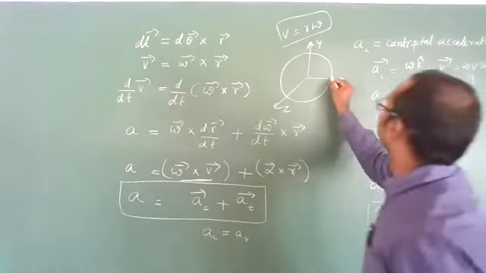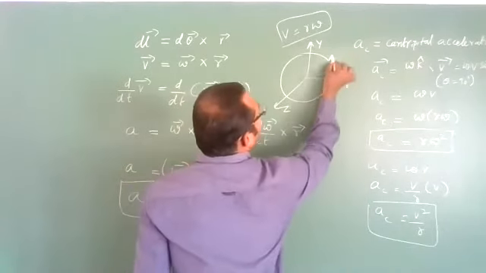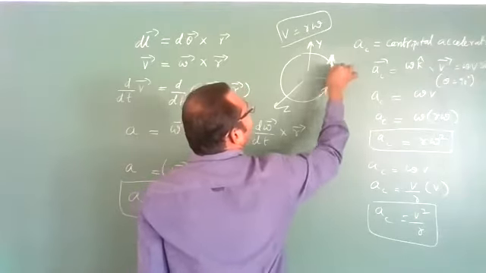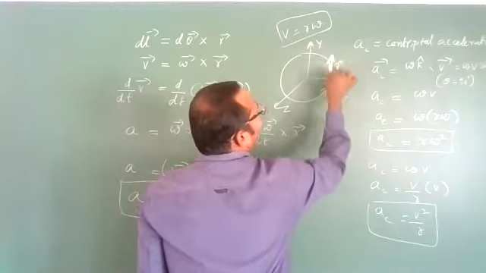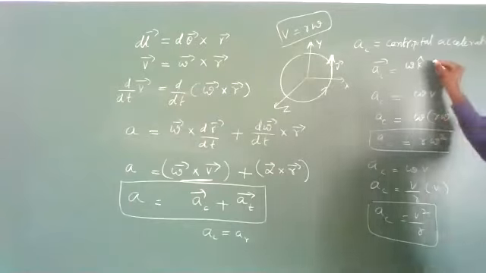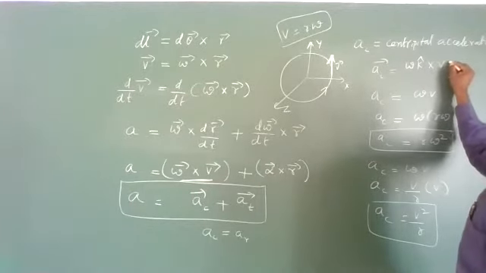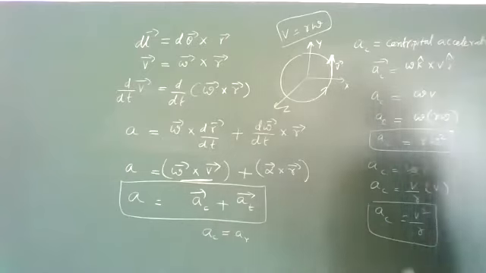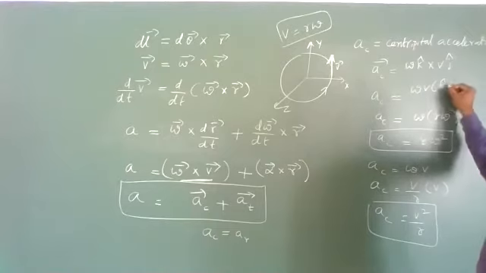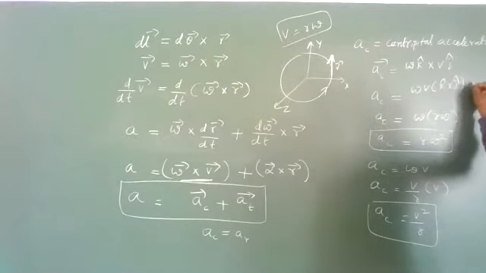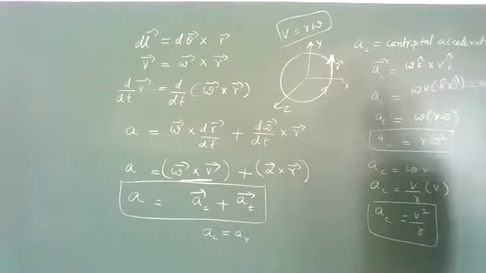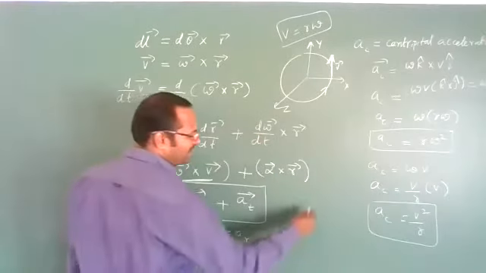Velocity is in this direction, parallel to the y-axis. The particle is moving like this, so here velocity is in this direction, along parallel to the y-axis. So we can write cross v j cap. Correct? So it can be written as omega into v, k cap cross j cap. What is k cap cross j cap? K cap cross j cap can be written as minus i cap. Yes or no?